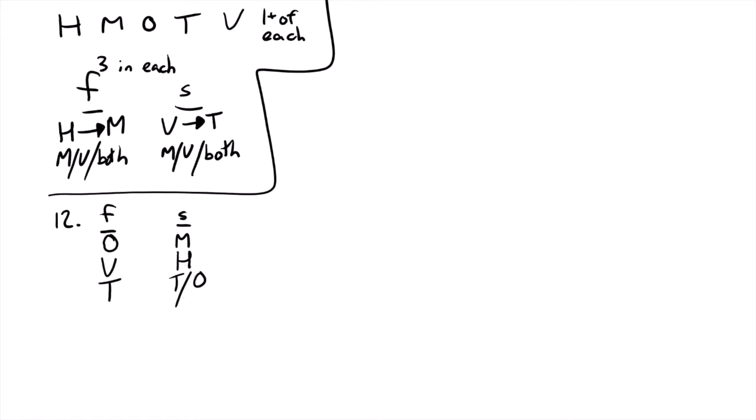Let's look at the other 3. C, could H be only in the fall? No, H can't even be in the fall at all, as we can see. So C is impossible. D, could O be only in the spring? No, because O is definitely in the fall as well. And same thing with E. Could T be only in the spring? No, because T must be in the fall, as we can see. So therefore, B is the only one that could be true in number 12.